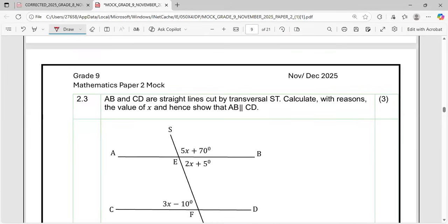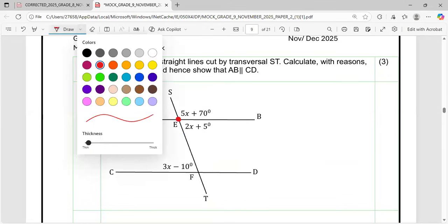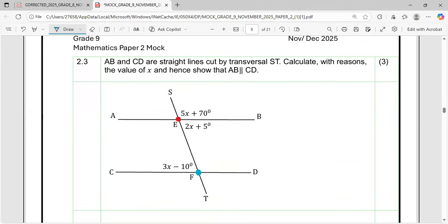Okay, sir? Yes. Again, here we have this scenario. We said in this point, again, what is important? It is that point. Those points are very important because that's where the intersection happened. And then we have another one there as well. And then they're saying AB are straight lines cut by a transversal, calculate with reasons the value of x, right? We don't know the value of x. So what we then do is we know that if we move from here back to that line, it becomes a straight line, right?